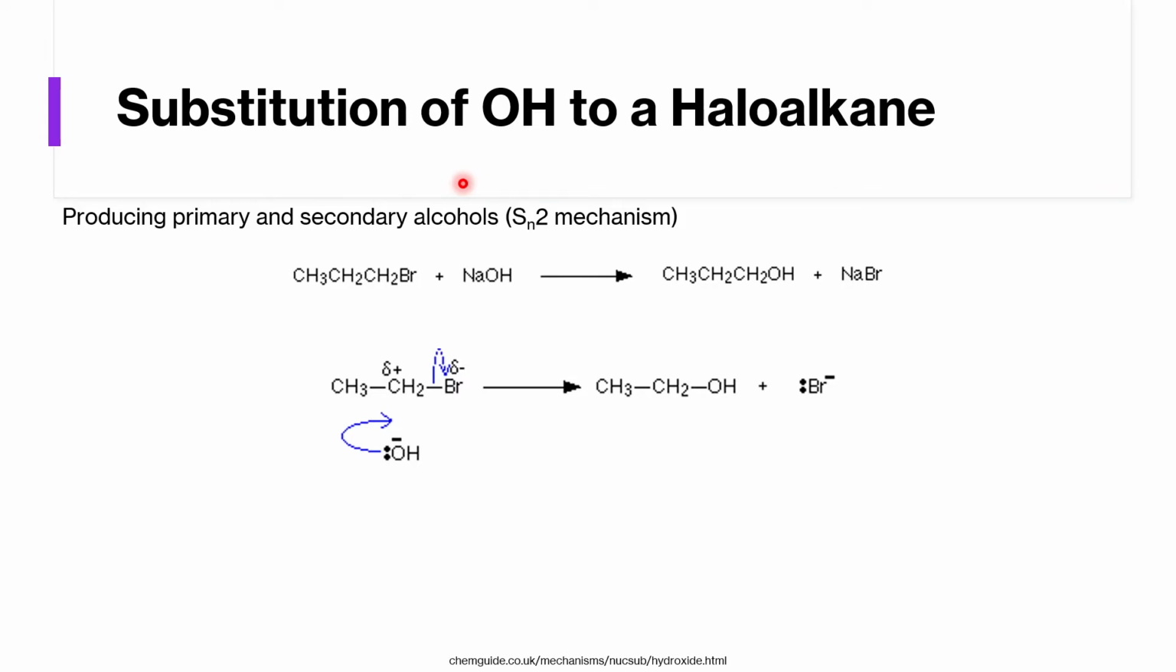But either you can go through a process where you take the halogen off and put the hydroxide on, or a process like this Sn2 mechanism where the hydroxide can actually come in and attach itself to the molecule as the bromine is coming off. In both situations, you end up taking off the halogen and putting on the hydroxide. It's as simple as that.